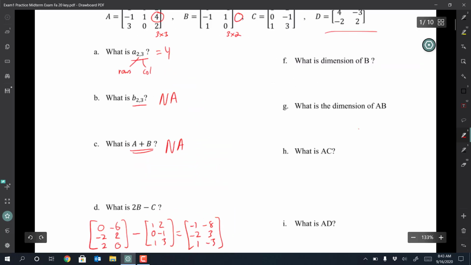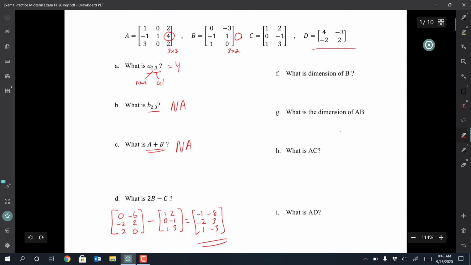All right, back up to the top here. What are the dimensions of B? Probably should phrase that better. What are the dimensions of B? In this case, it's a 3 by 2 matrix, rows and columns.